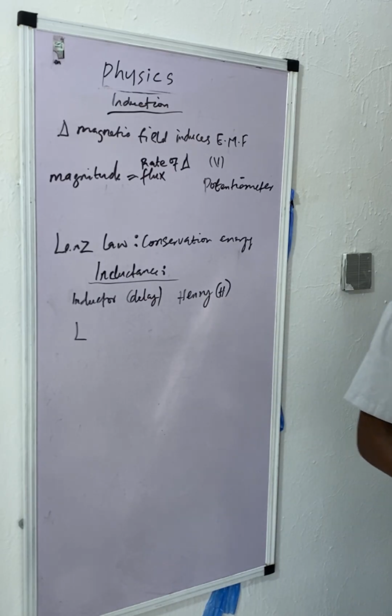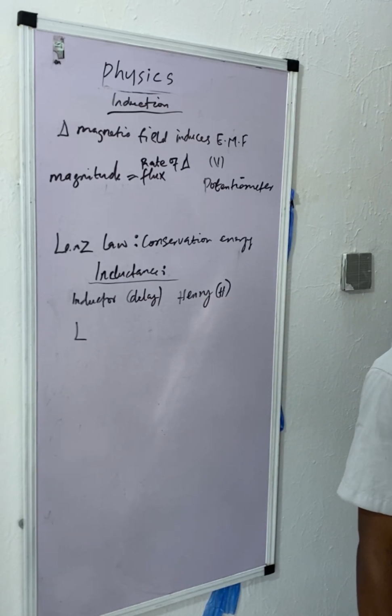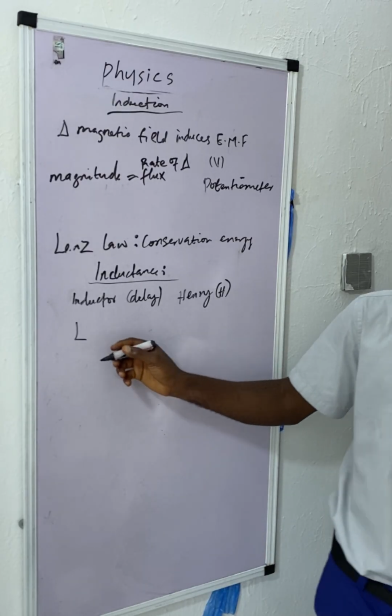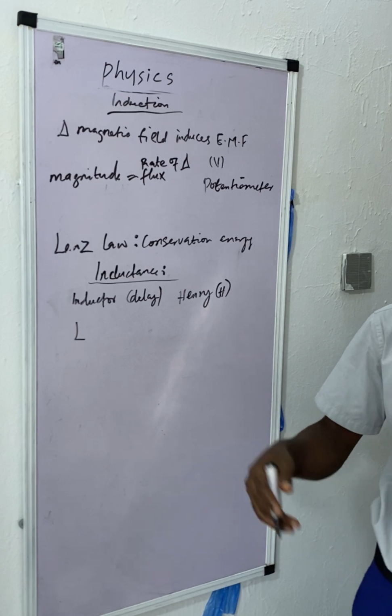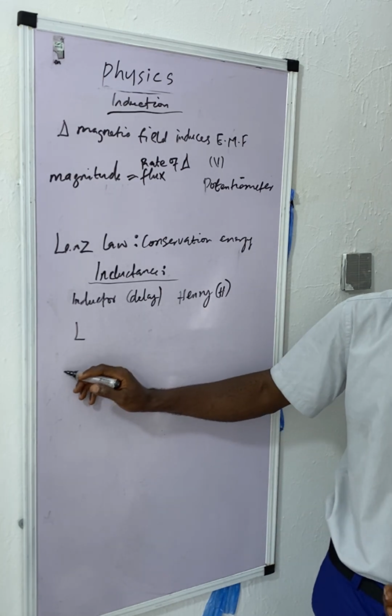H is measured in Henry. All right, that's its SI unit. So inductors can be connected in series or parallel, just the same way you calculate resistors. The one for series, do it like that. The one for parallel, do it like that.